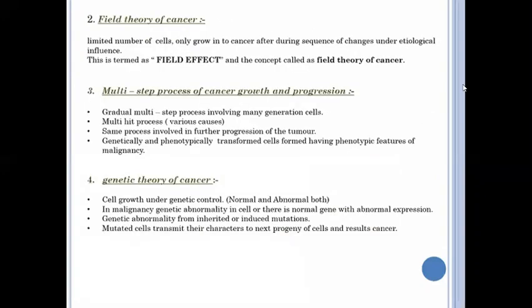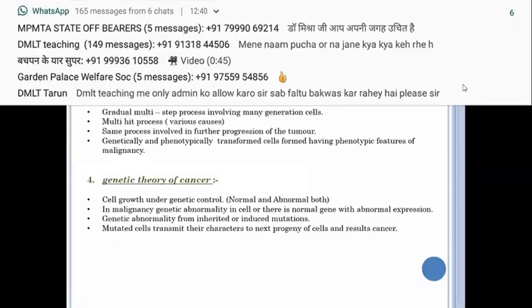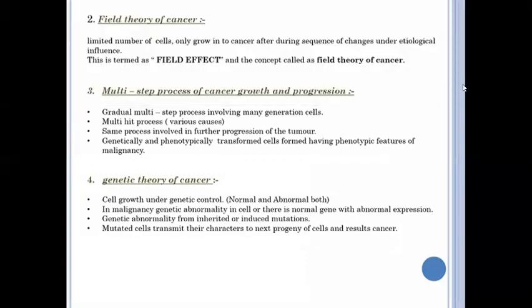Second is the field theory of the cancer. Here the limited number of cells only grow into the cancer after a sequence of changes under the etiological influences. This is a field effect and the concept is called field theory of cancer. So it is a multi-stage process of cancer growth and progression. It will include a gradual multi-stage process involving many generations of cells. The multi-hit process varies by the various causes.